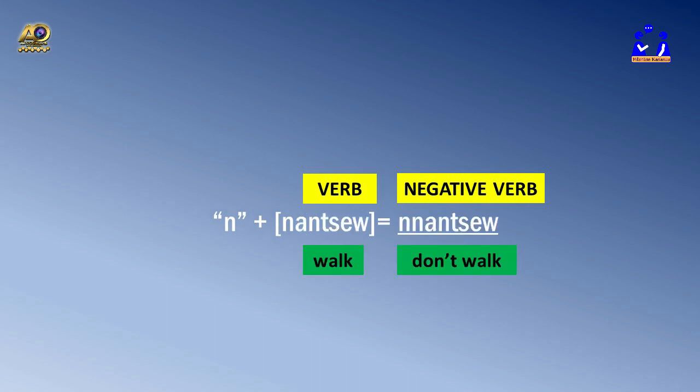The word nanso is to walk, walk. Nanso begins with an N, right? Now, to negate this Fante verb, you add an N to the front of this verb. So we have nanso, nanso. Next is nom, that is to drink.